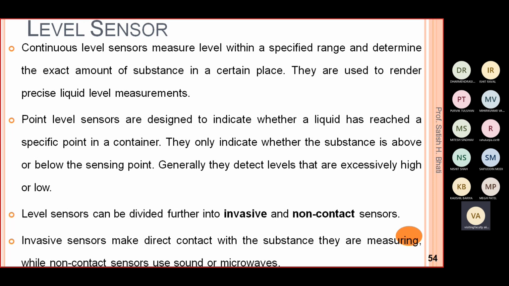So what is point level and what is the continuous level sensor? A continuous level sensor will measure the level within a specific range and determine the exact amount of the substance in a certain place. So they are used to render precise liquid level measurement. This continuous level sensor means they are continuously giving you the reading of the level of the liquid, right?